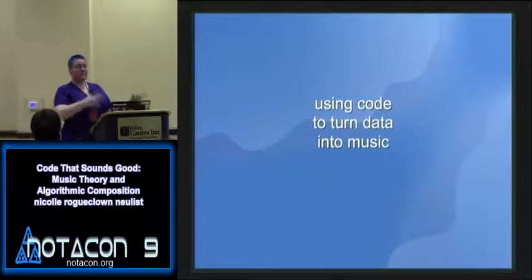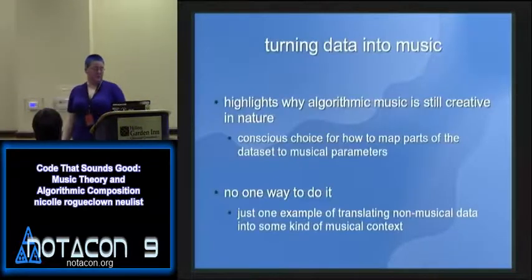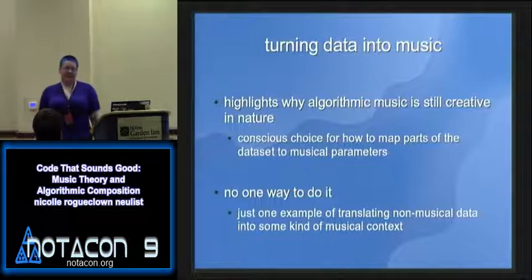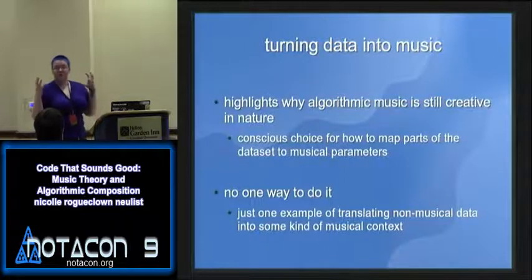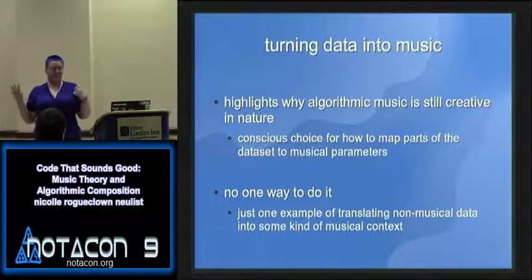Now, we've started with a music form and turned it into some code. Now, let's start with something that has nothing to do with music whatsoever and turn that into something musical. This is another place that highlights the creativity of it, because if you're starting with something that has no intrinsic musical characteristic, you're making conscious compositional choices about how to map parts of that data set to things that are musical. Again, there is no one way to do this.